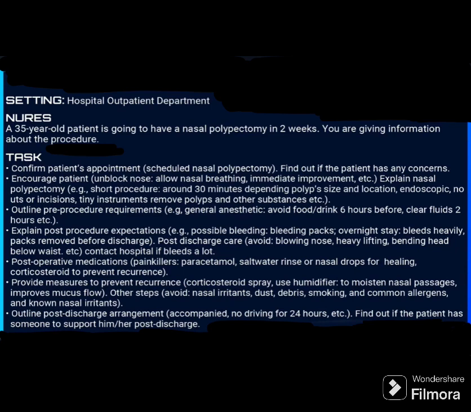Once you have asked, do you have any concern, then before the next point there is no need to ask it again, you can continue. For your further information, I would give you some more information. So the next task is post-operative medication like painkillers, paracetamol, salt water rinse or nasal drops for healing, corticosteroid to prevent recurrence. So we can tell that, Mr. James, I would like to explain some more things regarding your medication. After your discharge, the doctor will prescribe you some painkillers for your pain relief such as paracetamol, and you will be advised to take salt water rinse or nasal drops for healing. Moreover, in addition, you will have corticosteroid to prevent further recurrence.